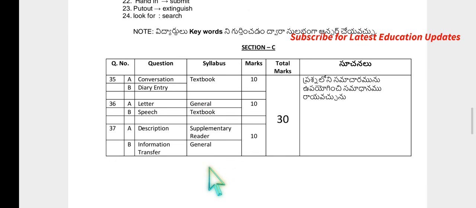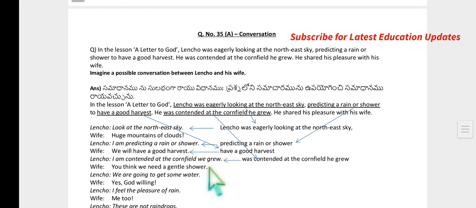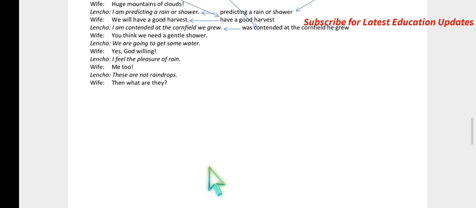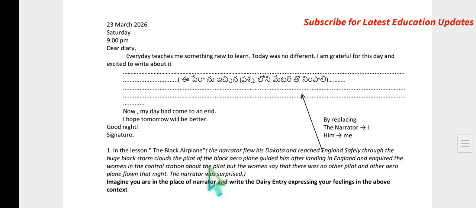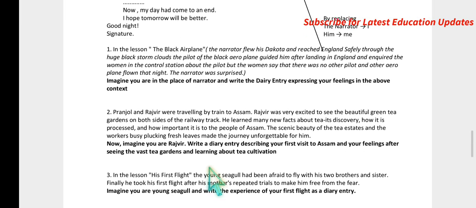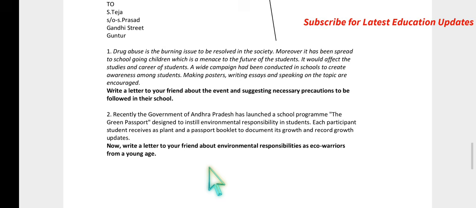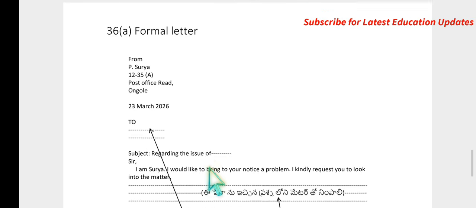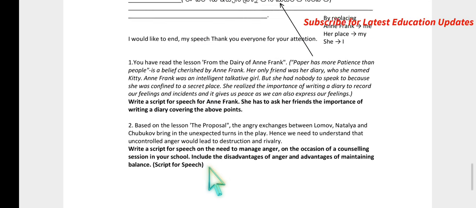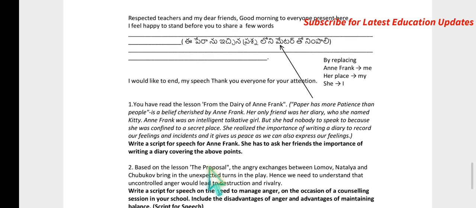So Section C here we have diary entry, conversation, letter, speech, description, information transfer, and here are the sample tips and final quick revision tips here for developing a conversation item, then developing a diary entry using these readily available sample sentences, and then description, informal letter, then formal letter example, then script for speech.